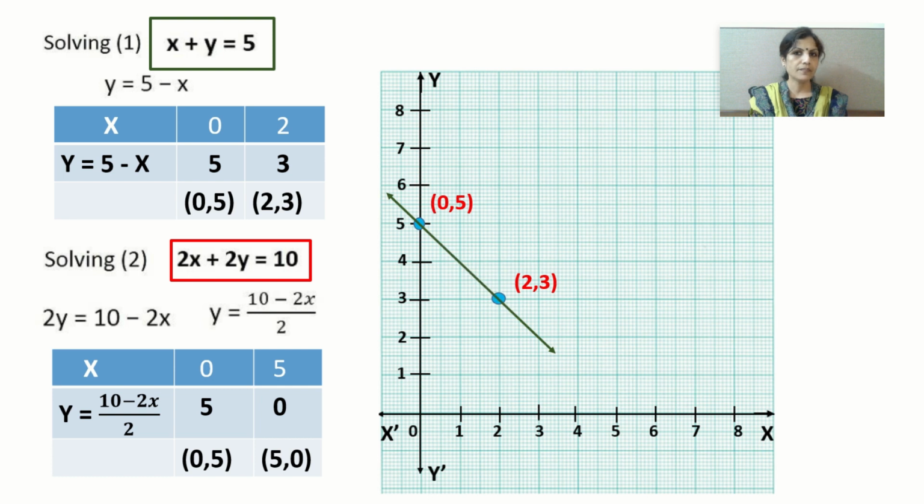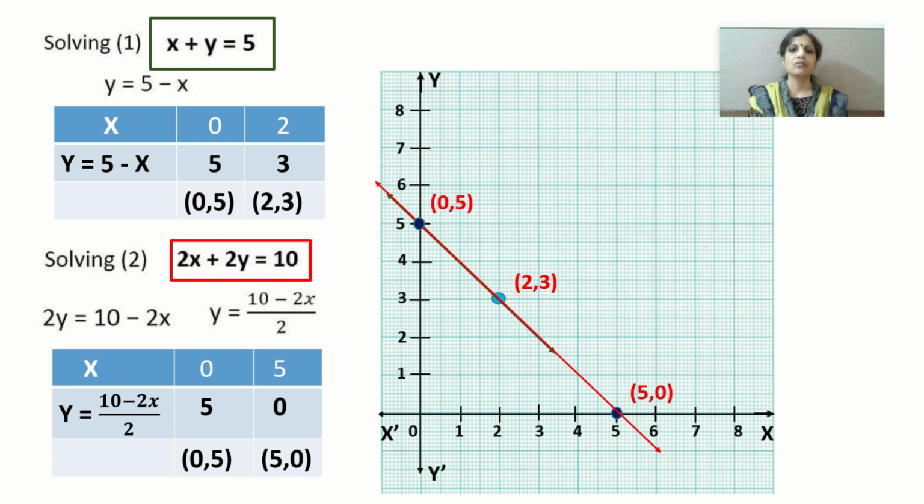So it is this. Now the next coordinate is 0, 5. Again here. Then 5, 0, which will come here. And a line passing through these 2 points will be this line. Can you observe that both the lines overlap each other? And what is the meaning of overlapping lines? Its meaning is the given pair of linear equations have infinite number of solutions.